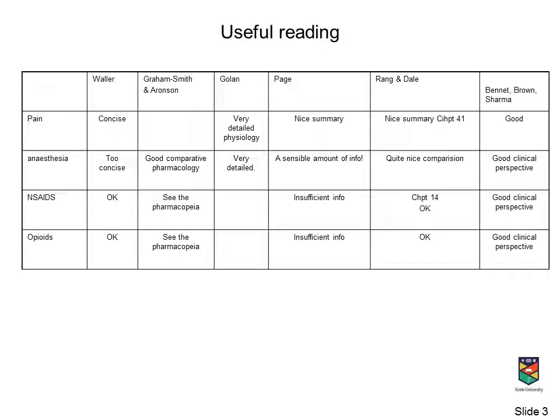I'd like to recommend, as always, that you take a look at Golan. It provides some very detailed physiology about perception of pain, and it also goes into anesthesia in some detail, so I thoroughly recommend looking at that. Although some of the other books are pretty good as well, and Rang and Dale's quite good too. And if you're looking for clinical perspectives, I recommend taking a look at Bennett, Brown and Sharma. So if I said you had to look at anything, then I'd say look at Golan and Bennett, Brown and Sharma, and that would be about perfect.